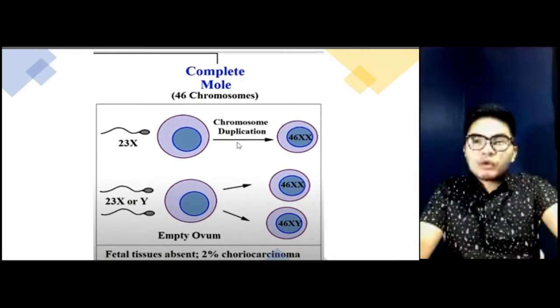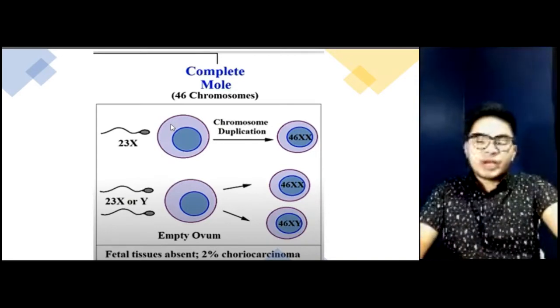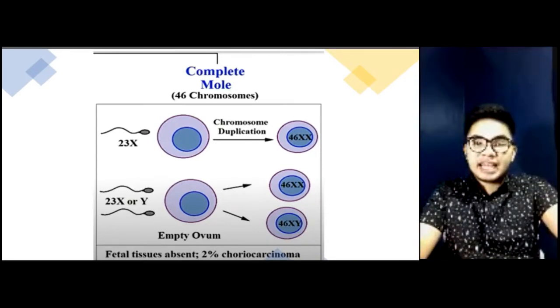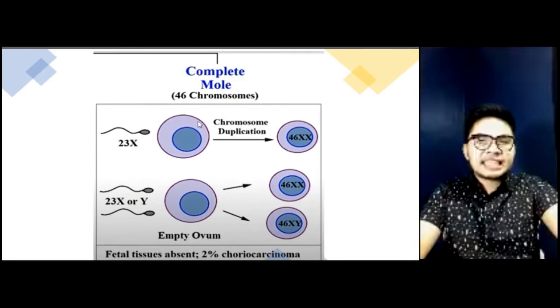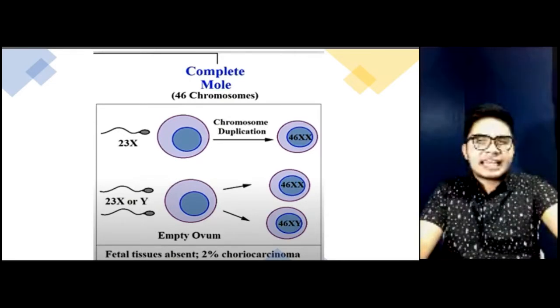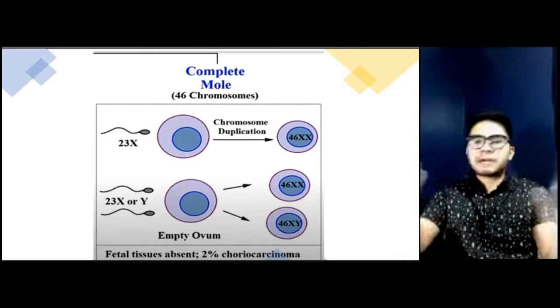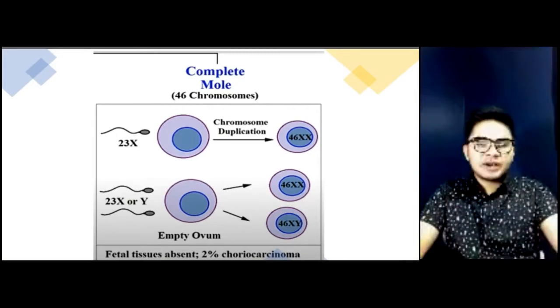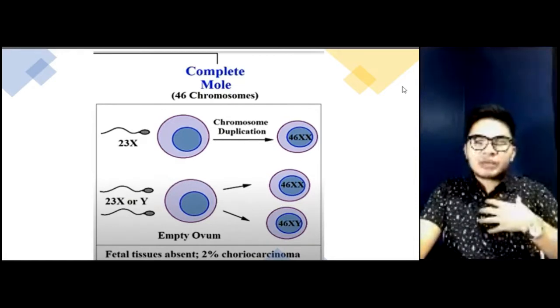Walang chromosomes, walang nucleus. So kapag walang nucleus, walang chromosome. We all know that chromosome is a DNA. So meaning to say, there is no nucleus found inside the egg cell. Walang DNA. Basically, what happens here is that the healthy sperm fertilizes an egg that has no chromosome. So the sperm notices that the egg has no chromosome partner. Wala akong partner. It is empty. The egg is empty. So anong gagawin ko?